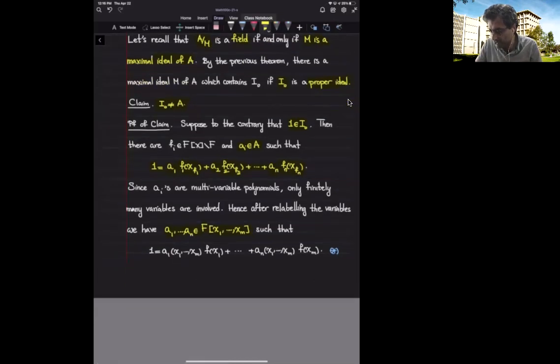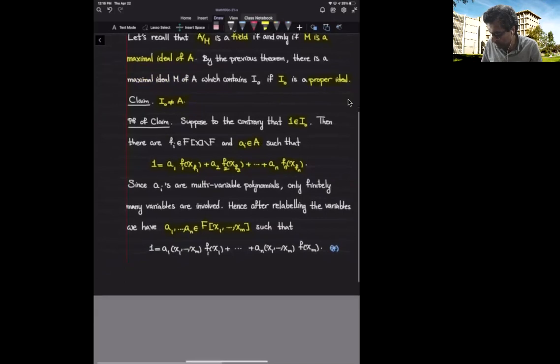And this equation over here can be rewritten as this: 1 is a1, which depends on these variables, times f1 of x1 only depending on the first variable x1, and then similarly till we get to a sub n, a polynomial in terms of x1 through xm, times a polynomial that only depends on x sub n. We want to say that this star cannot hold. We cannot have such an equation.